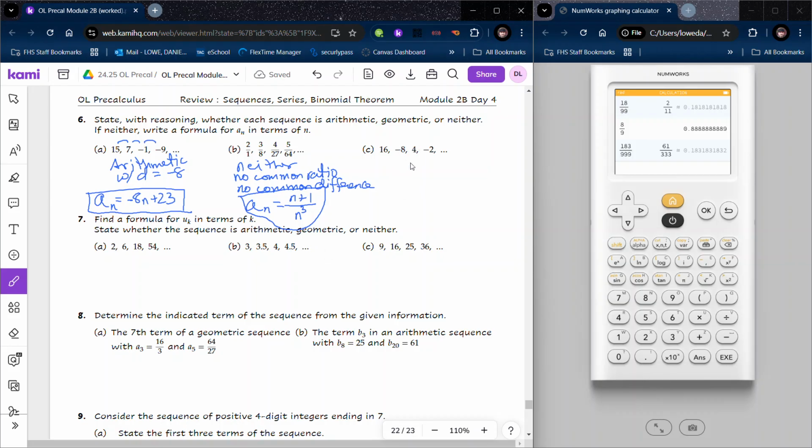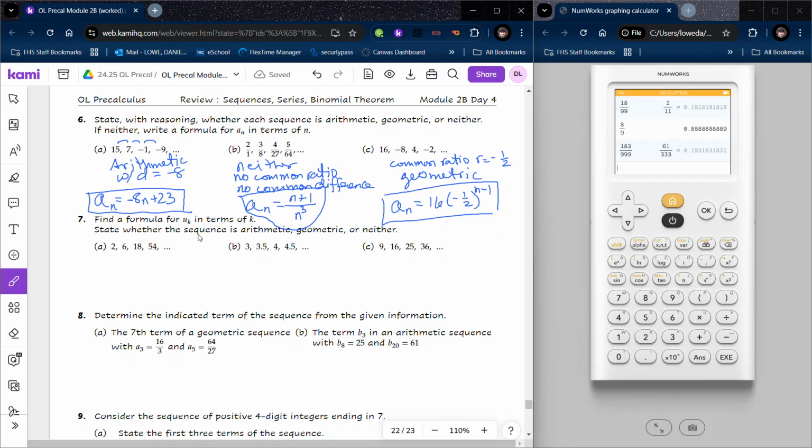For this last one, looks to be that I have a common ratio. All right, looks like I'm multiplying by -1/2 each time. All right, so we have a common ratio, r is equal to -1/2. That means that I am geometric, and that means that my nth term is going to be my first term times my common ratio to the n minus 1. And there we have it.